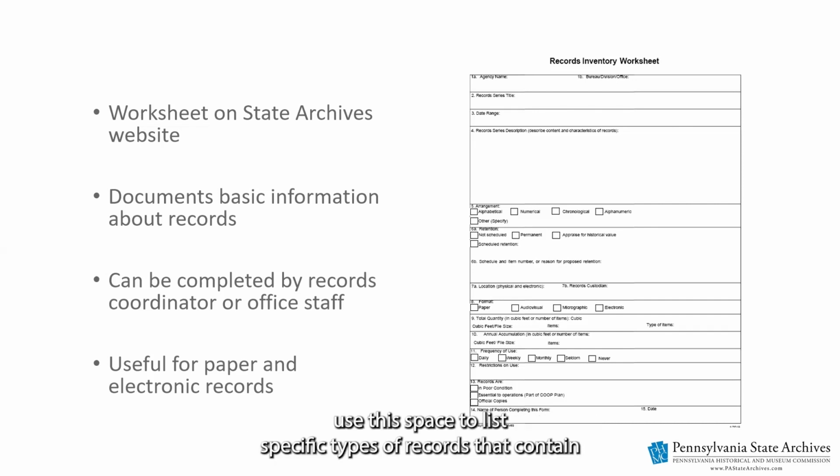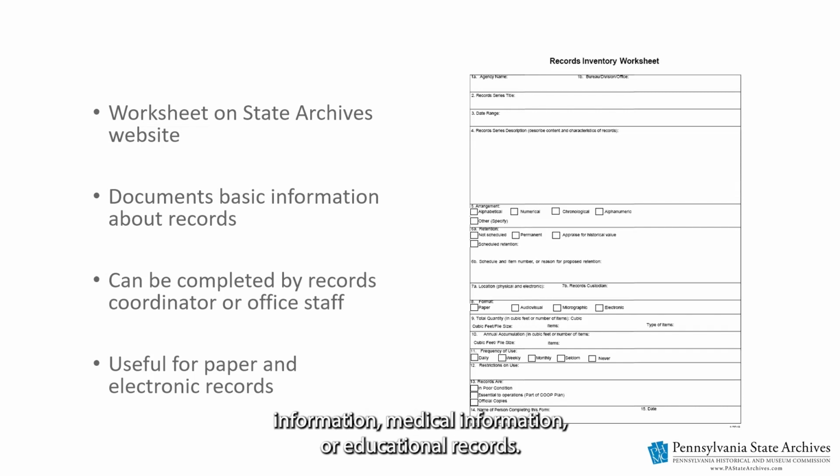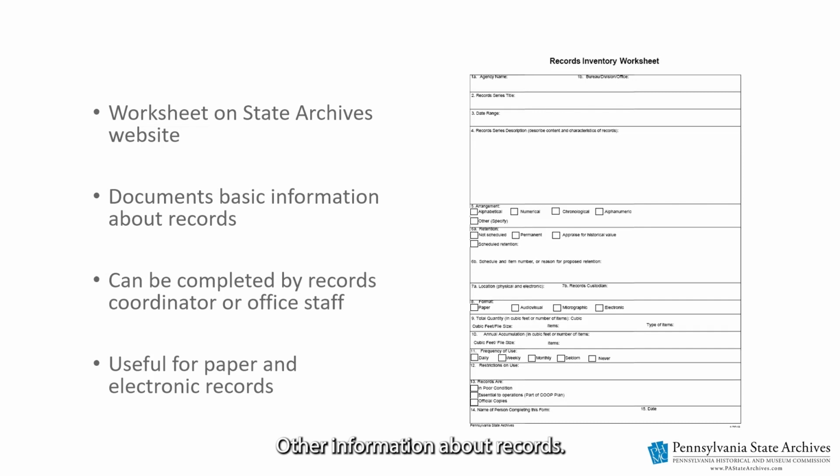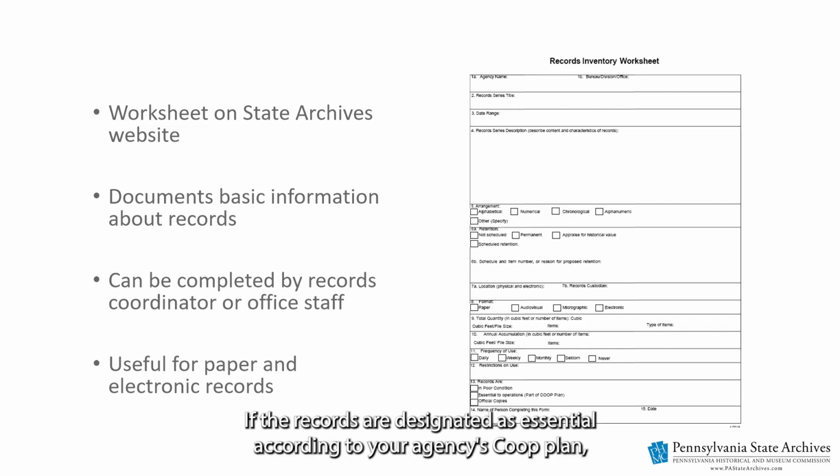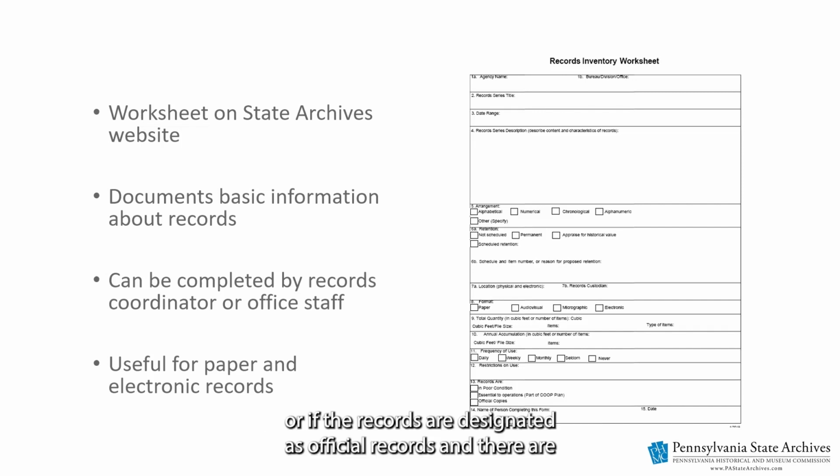Use this space to list specific types of records that contain confidential information such as personnel or client personal information, medical information, or educational records. If records custodians are unsure if records have any restrictions, contact your agency's legal counsel or other appropriate staff. Other information about records. Enter additional information in this final section to note if the records are in poor physical condition, if the records are designated as essential according to your agency's COOP plan, or if the records are designated as official records and there are duplicate copies stored somewhere else in the agency.